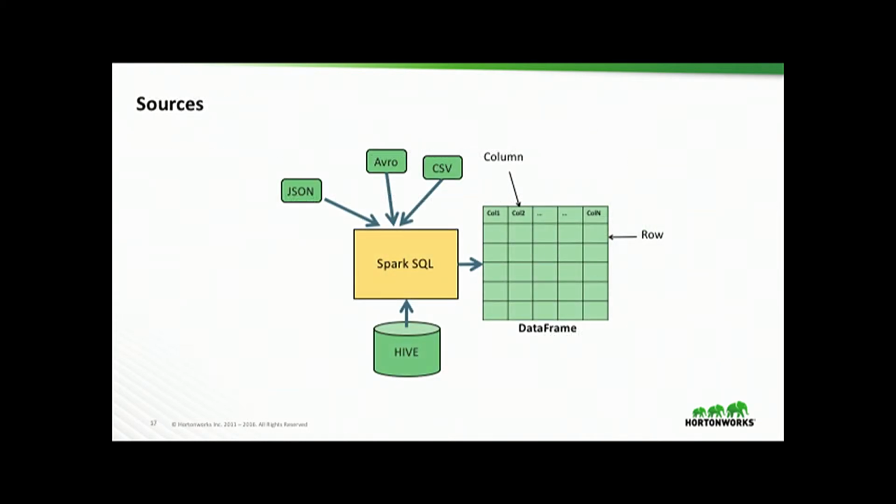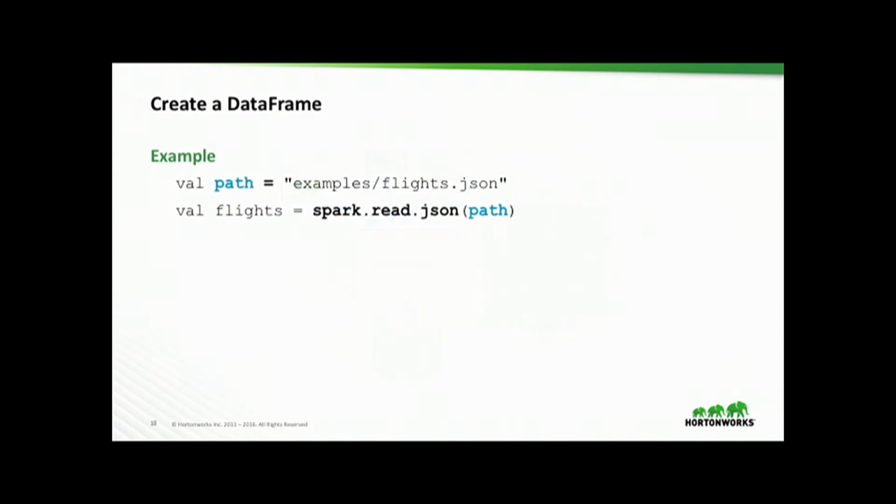Again, Spark SQL can bring in data from different sources. It could be JSON, Avro, CSV, or Hive tables, and then once you process it, it creates this underlying data frame that we'll be manipulating. So for the data frame example, we're going to go briefly through some of the sample code. Right here we're bringing in a flights JSON dataset, specifying the path, initializing the Spark entry point, reading the JSON file from there, and storing it in the flights data frame.